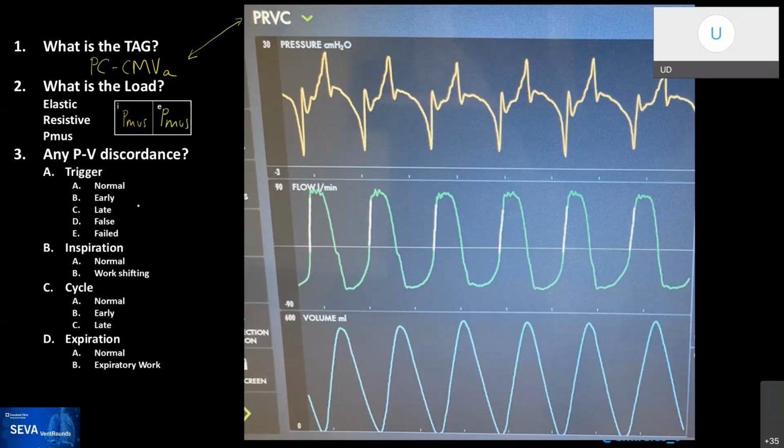Going to the PV discordance trigger. If you can see the pressure waveform, there is a tremendous amount of negative pressure when the patient is taking a breath. So I would say the patient is doing a lot of work, but in terms of timing or phase shifting, I would say it's still normal. I don't see a lot of phase difference. It's a pretty fast rate.